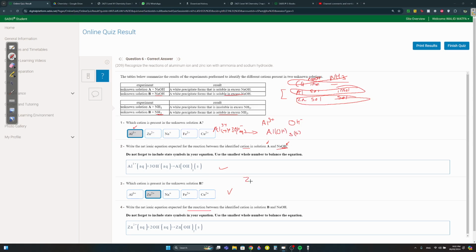Then they said write the net ionic equation, same thing. Let's see what product we get. We have Zn2 plus and OH minus, right? Crisscross, Zn(OH)2. How do you get that? Zn2 plus plus OH minus, aqueous, giving a solid, right? Okay, let's balance. You have OH2, so you can put 2 OH. That's it.